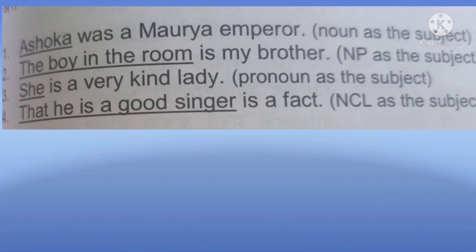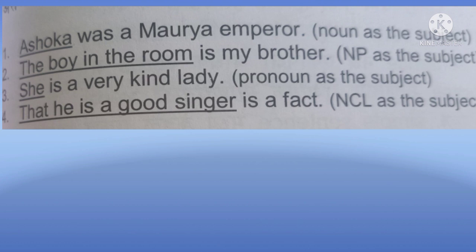In the sentence, Ashoka was a Maurya emperor, Ashoka is a noun and it is the subject. In the second sentence, the boy in the room is my brother, the boy in the room is the subject and it is a noun phrase. In the third sentence, she is a very kind lady, she is the subject and it is a pronoun. While in the fourth sentence, that he is a good singer is a fact, that he is a good singer is the subject and it is a noun clause.